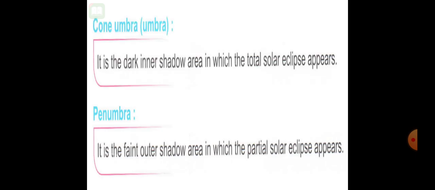You know that the cone umbra, as we said, umbra is the dark inner shadow area in which the total solar eclipse appears. So the total solar eclipse appears in the umbra, dark inner shadow. What about the penumbra? It's the faint outer shadow area in which the partial solar eclipse appears. So, the partial solar eclipse appears in the penumbra, the outer faint shadow.